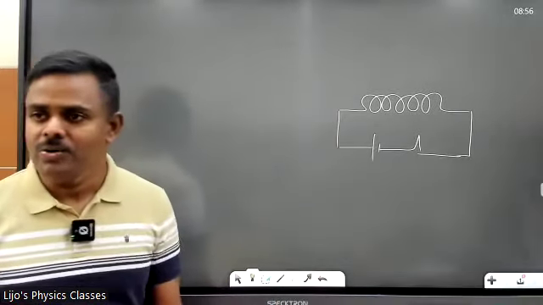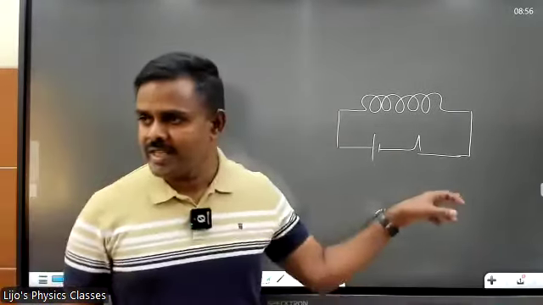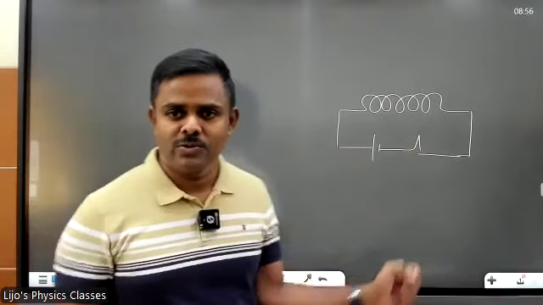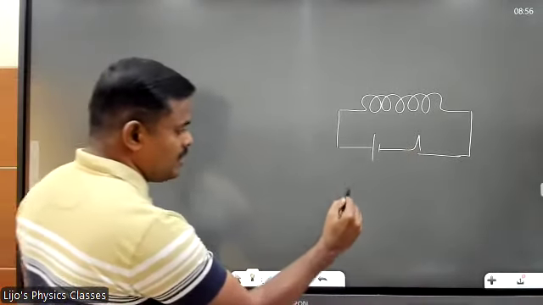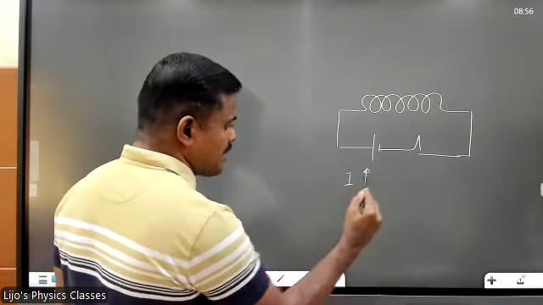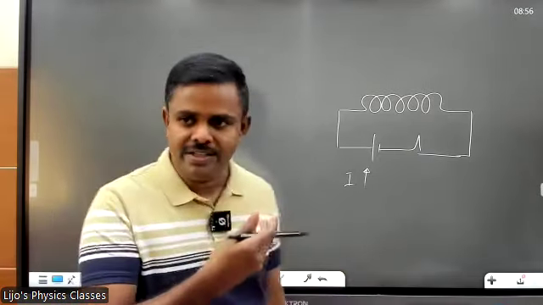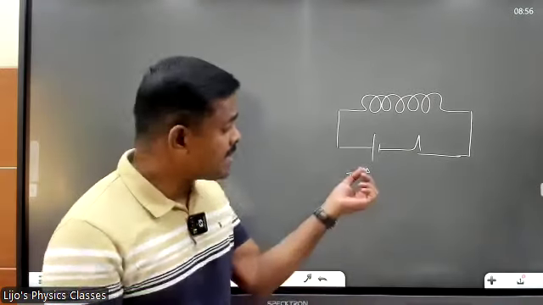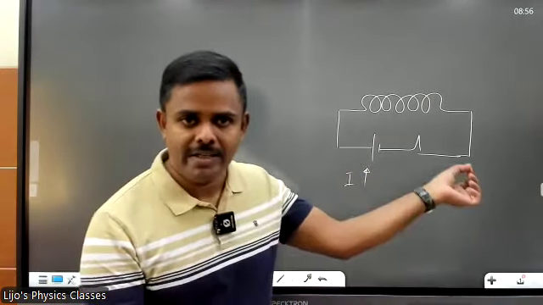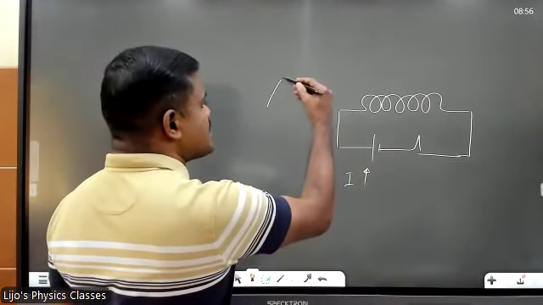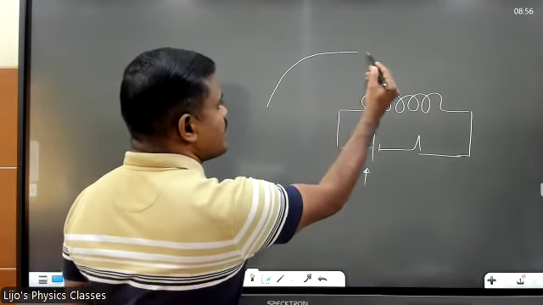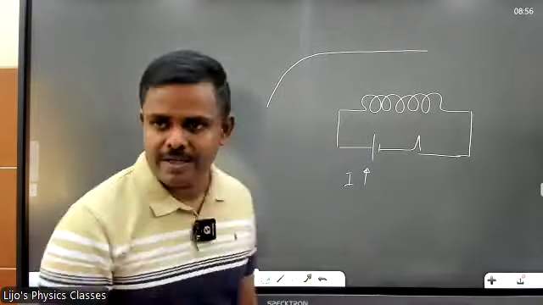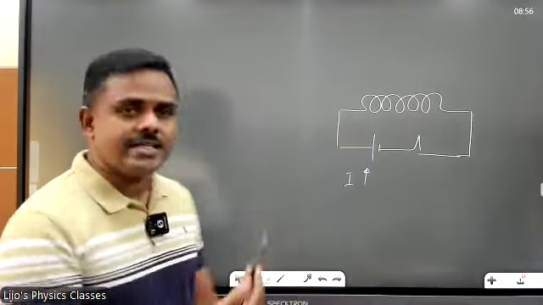And what happens now? Imagine you are switching it on. When you switch it on, the current slowly picks up. The current starts increasing, right? Current does not become maximum all of a sudden. Current steadily increases to become maximum, and then it becomes constant. Got it? Okay. So current increases like that.